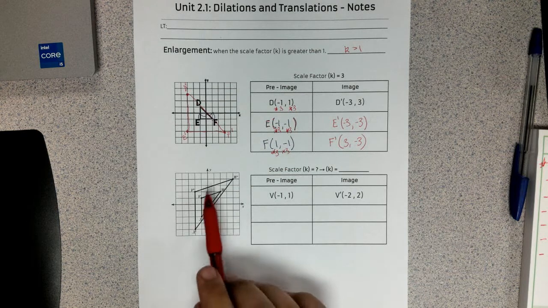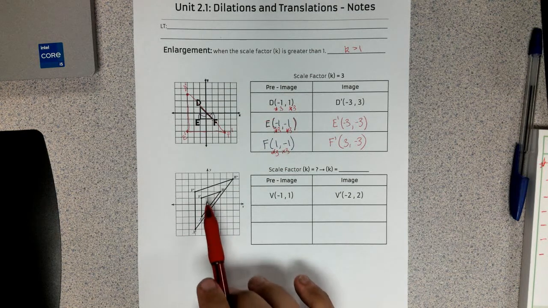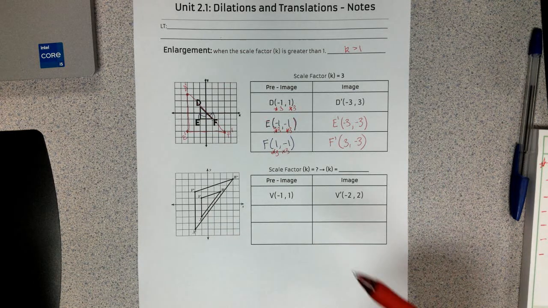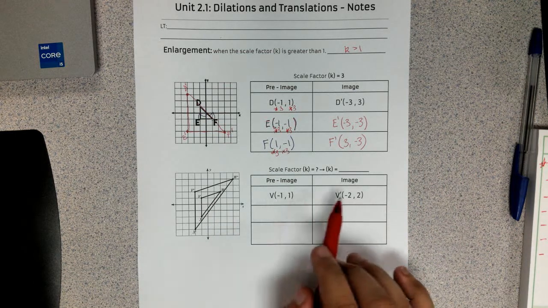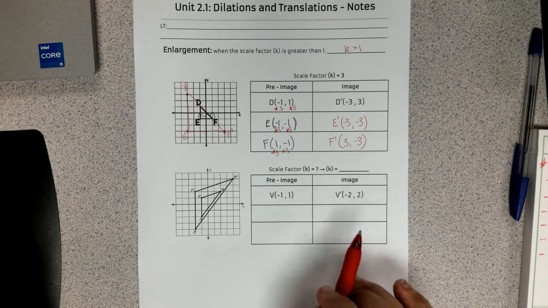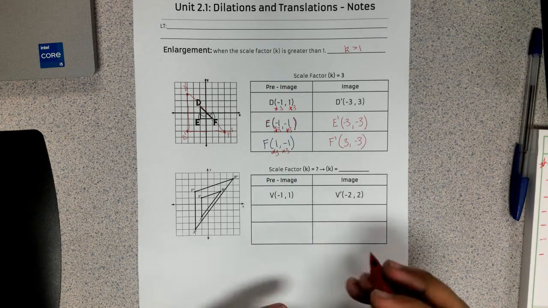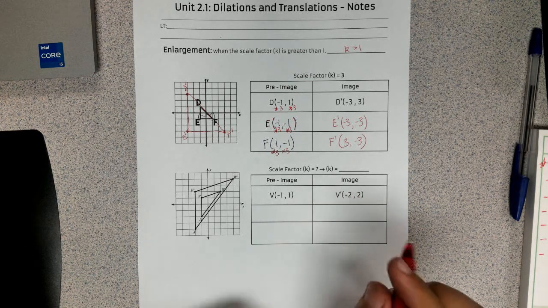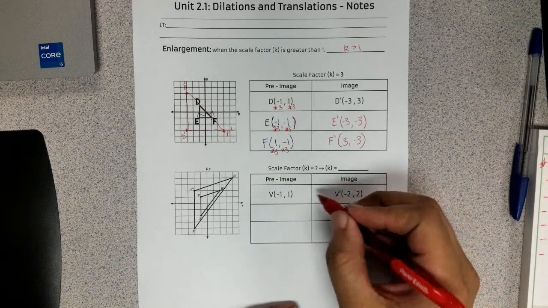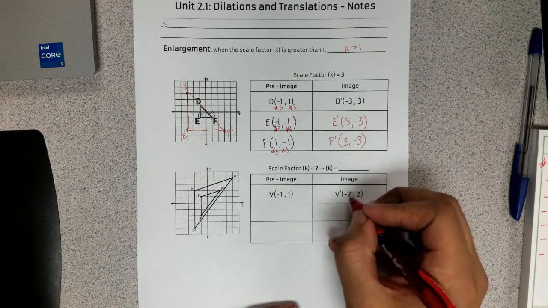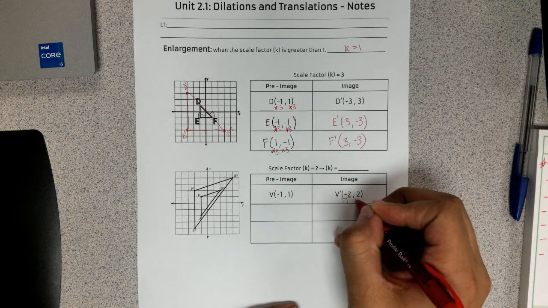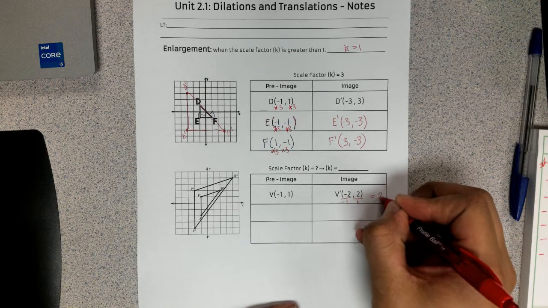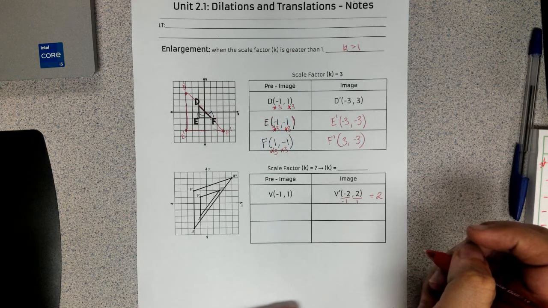Now, what happens when I'm given both the pre-image and the image on a graph? Well, first I find the coordinates, and in this case I'm going to figure out how I got from negative 1 to negative 2. So to do that, I'm going to divide the image by the pre-image. So if I take the image and divide by the pre-image, I will get negative 2 divided by negative 1 and 2 divided by 1, which results in both of those equaling 2. So I get 2 for both.